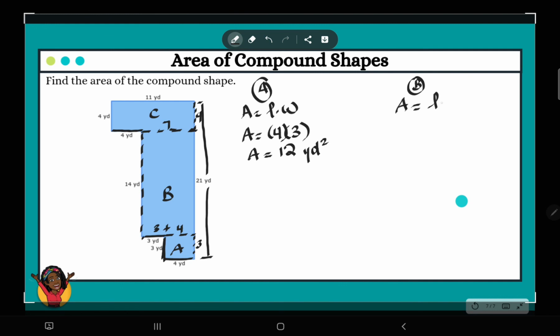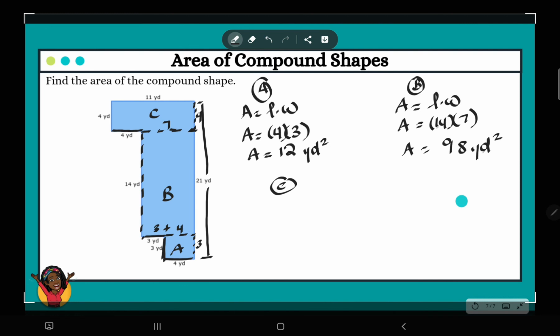So area equals length times width. Area equals 14 times 7. 4 times 7 is 28. 7 times 1 is 7 plus 2 is 9, so 98 yards squared.